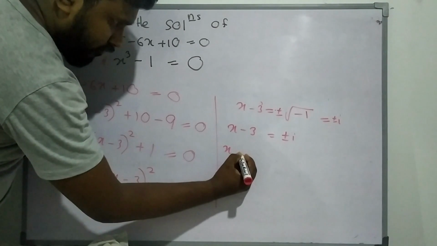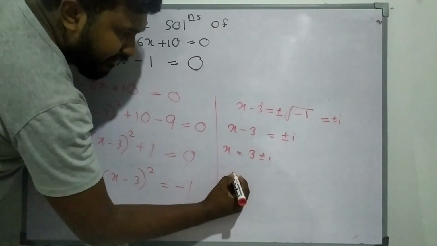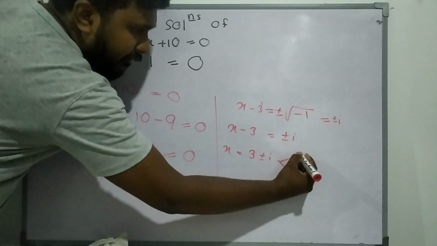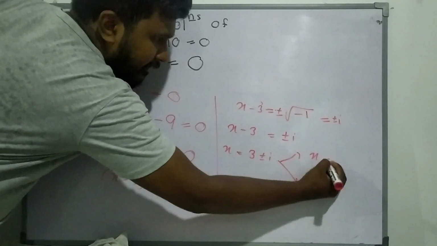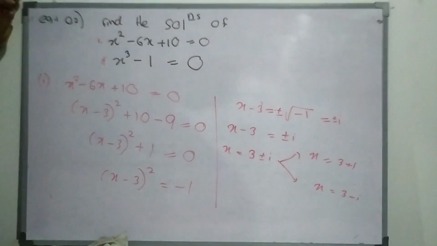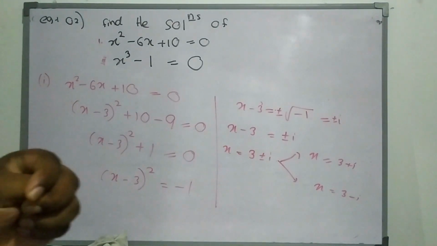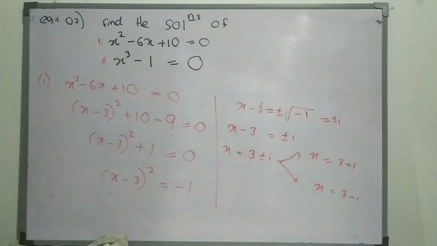So x equals 3 plus or minus i. Can we have two answers? x equals 3 plus i or x equals 3 minus i. But you can see one solution is the conjugate of the other solution.